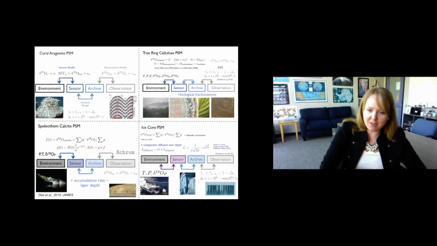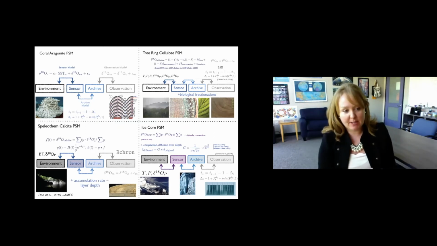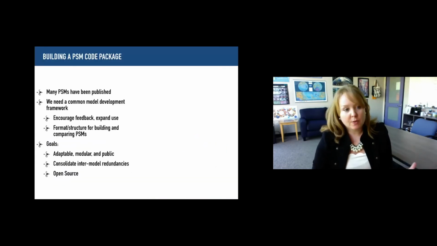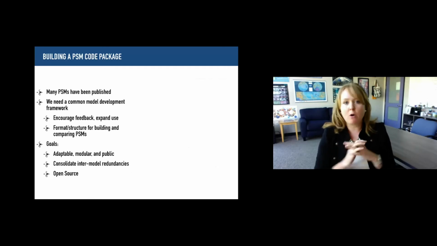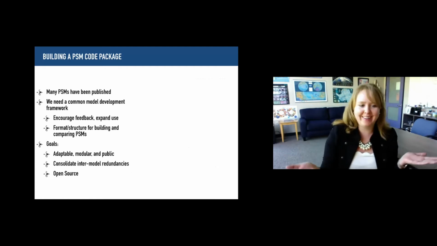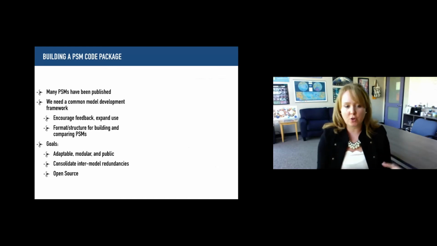So the initial version of PRISM had corals, tree ring cellulose, speleothem calcite, and ice cores. The common thread linking all of these is their water isotope proxies. And so our impetus for doing this work is that there were many proxy system models that had already been published, but they were all in different languages. They were in MATLAB, they were in Python, they were in Fortran. So we needed a common model development framework to encourage the feedback and expand use. We needed some formal structure for building and comparing proxy system models.